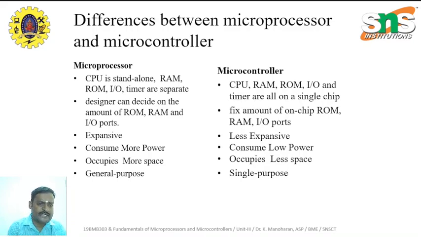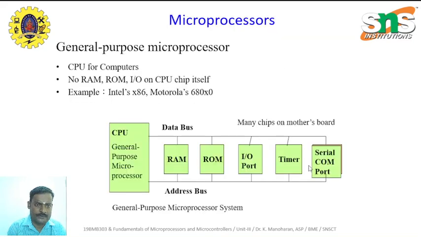A microprocessor is expensive, but a microcontroller is less expensive. A microprocessor consumes more power, while a microcontroller consumes low power. A microprocessor occupies more space because we are connecting all the devices externally, and a microcontroller occupies less space because all the devices are in a single chip itself. A microprocessor is a general purpose device, while a microcontroller is a single purpose device.